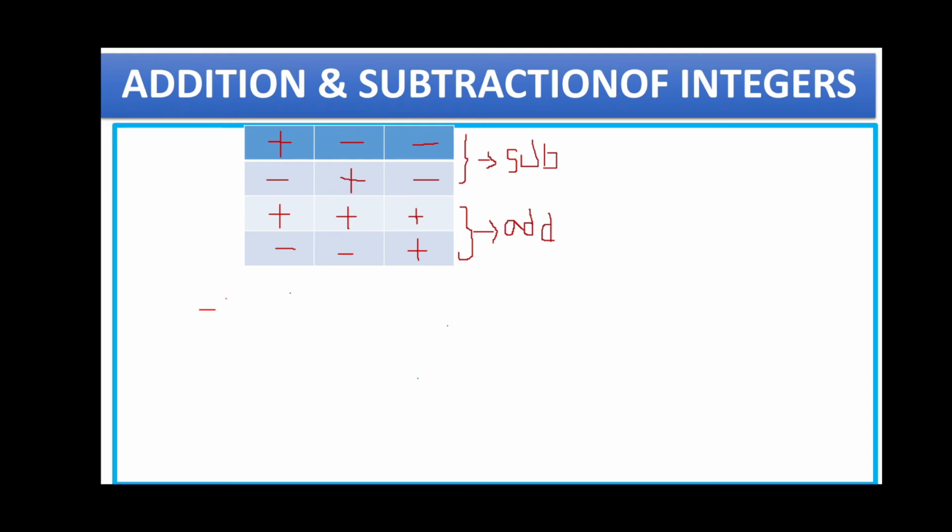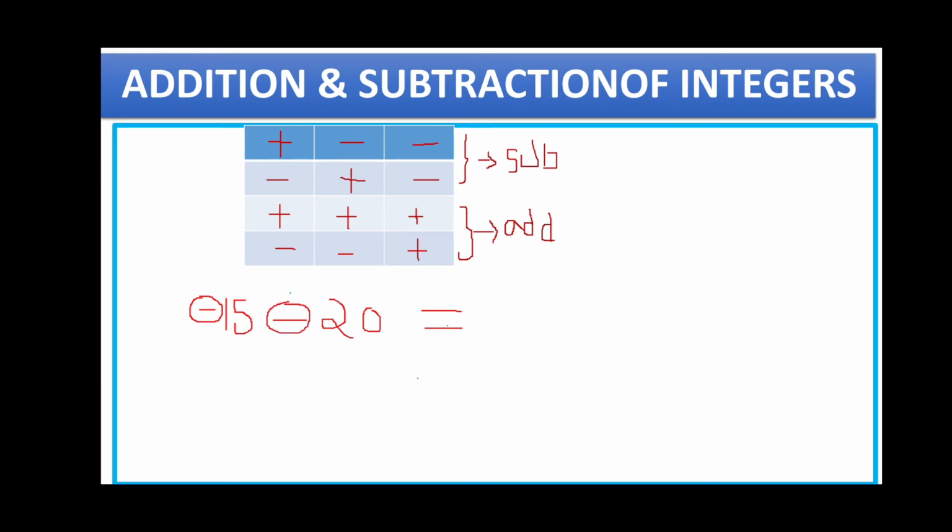Here I am taking minus 15. So here I have already assigned minus 15. Minus 15, minus 20. If we observe, both the integers have the same signs, that is minus.